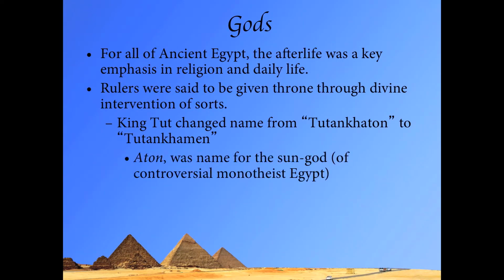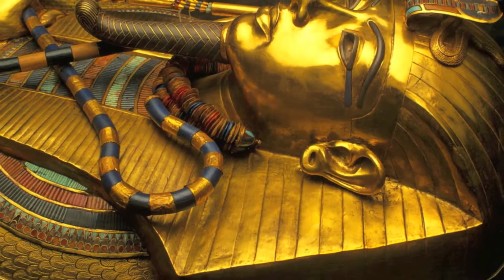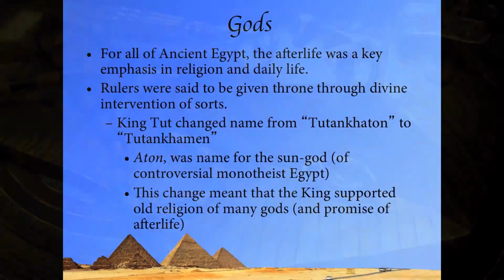Gods. The gods played a significant role in Egyptian life. It was believed that gods brought the flooding of the Nile and the bounties of the harvest. Rulers also relied on gods to keep order. A good example of this was when King Tut changed his name from Tutankhaten to Tutankhamun.